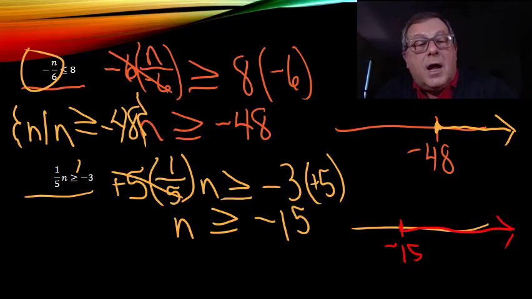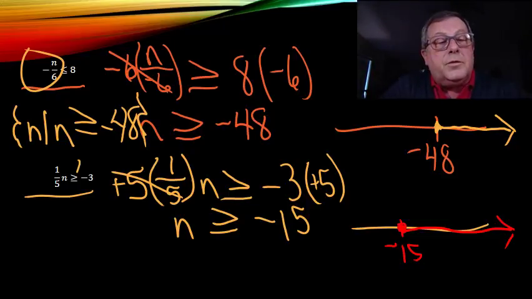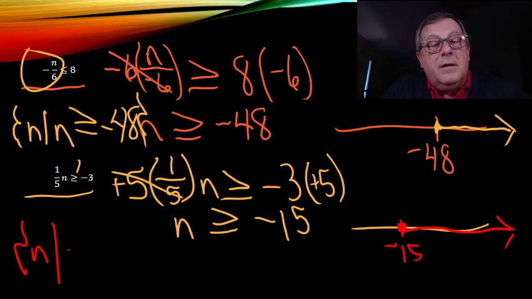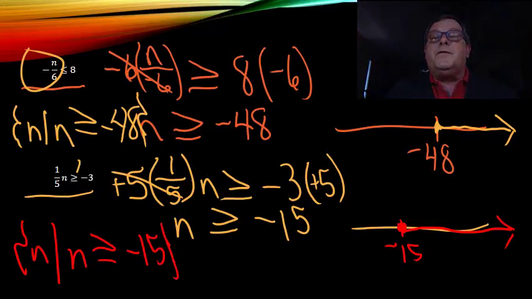If I have to have a closed dot or open dot, well, I have to have a closed dot because it's greater than or equal to. And if I write that in set builder notation, I have n such that n is greater than or equal to negative 15. All right, that gives you a couple of examples of solving an inequality by multiplying. In one, you're multiplying by a negative number, which means you flip the sign. And in the second example, we multiplied by a positive number, and the inequality symbol remains the same.